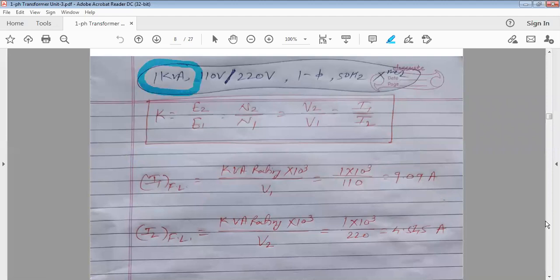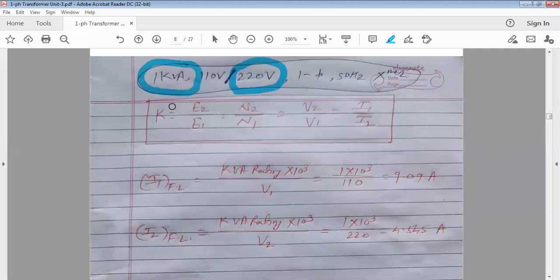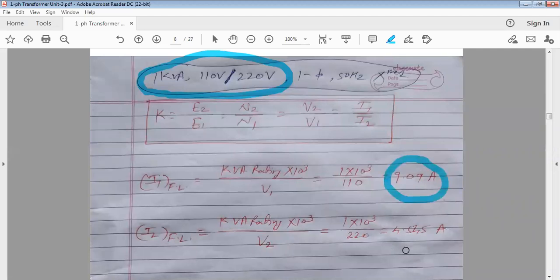Now see the secondary side full load current. Similarly, 1 kVA is the full load kVA rating, and on the nameplate you can find the secondary side voltage, 220 volt. So kVA rating into 10 to the power 3 divided by V2 gives the full load secondary winding current, which is 4.545 ampere. Now what is its significance? I1 full load and I2 full load can be calculated using the values given on the nameplate: kVA rating, V1 and V2. So I got I1 full load as 9.09 ampere and I2 full load as 4.545 ampere.